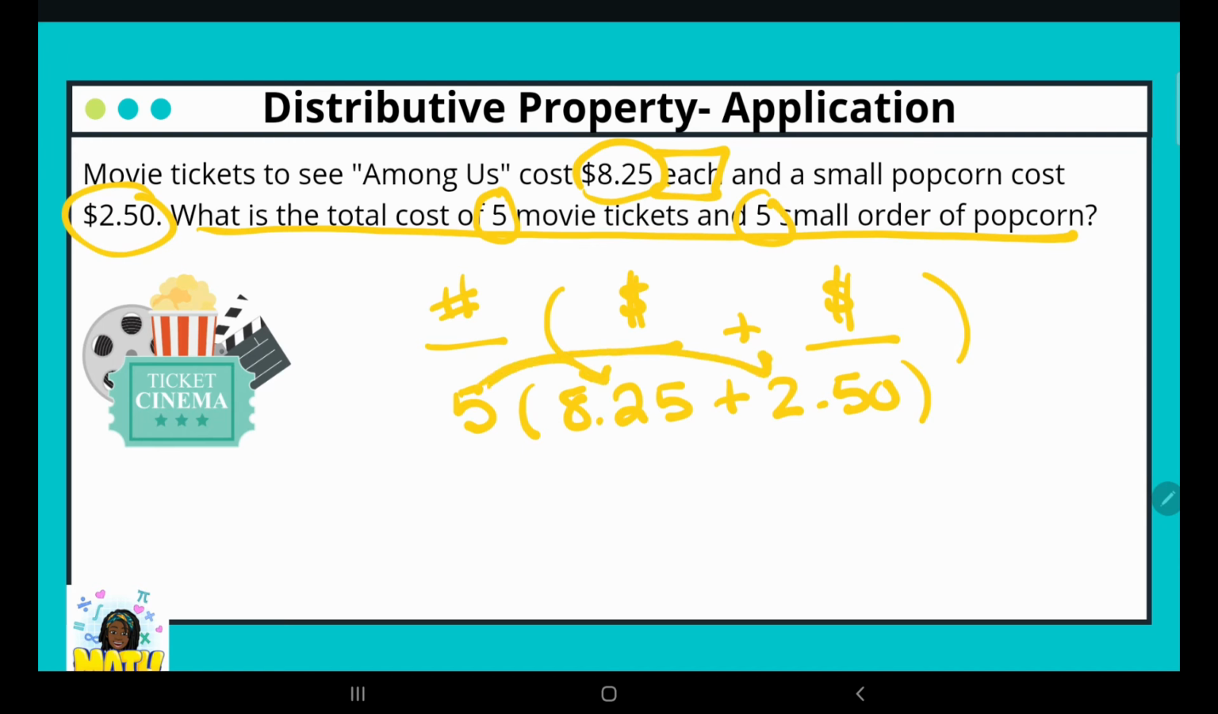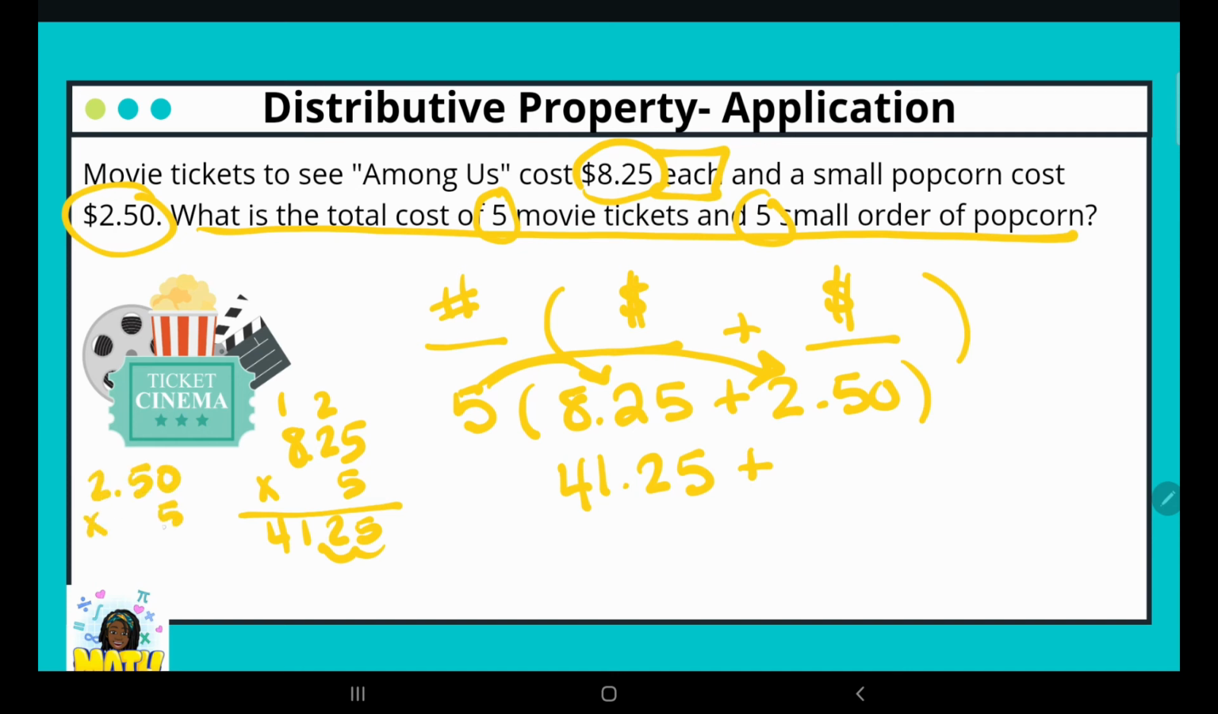We're distributing this amount through to each of these. So 825 times 5. 5 times 5 is 25. 5 times 2 is 10, plus 2 is 12. 8 times 5 is 40, plus 1 is 41. Now, whenever you multiply decimals, you have to count the number of spaces that are behind the decimal point and then count that in your answer. So here we have 2 decimal places, and we're going to represent that in our answer. So 5 times 8.25 is $41.25.